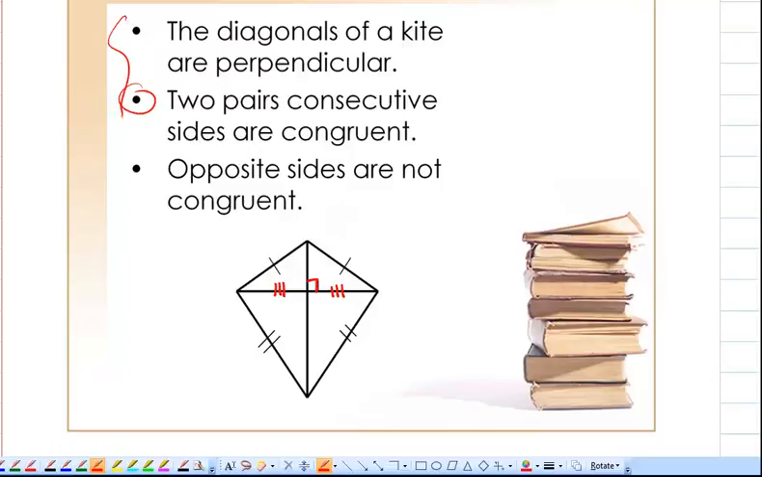So really these three properties up top here are the only three properties we know about a kite, and we're just going to add in this extra little piece saying part 3 and part 3 are going to be congruent to each other as well.